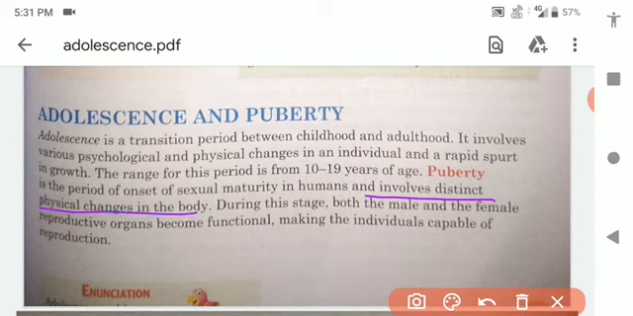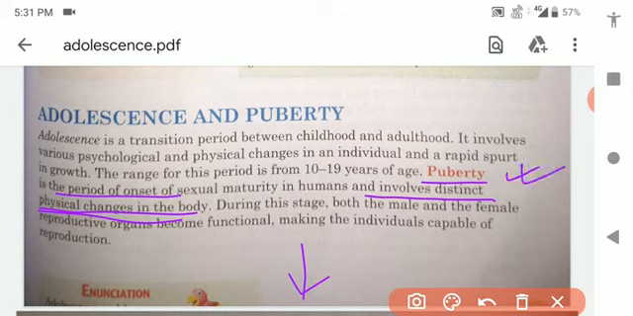Physical changes means in females you can see breasts appear, and in males you can see the testes become large and the penis become large. Along with that, you can observe lots of changes: body hair develops, and the voice becomes hoarse. So these are the physical changes. We will study these physical changes just below. So this can be seen in both male and female, but in different ways. So this period is called puberty.